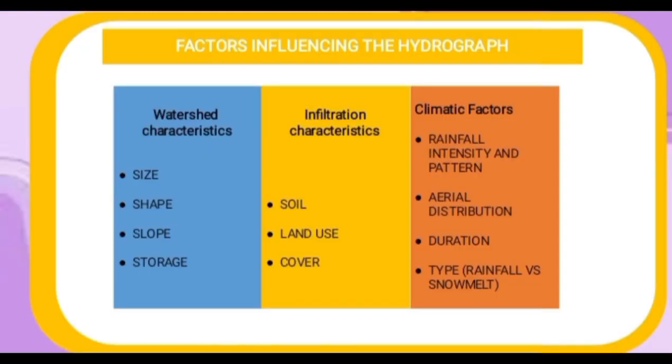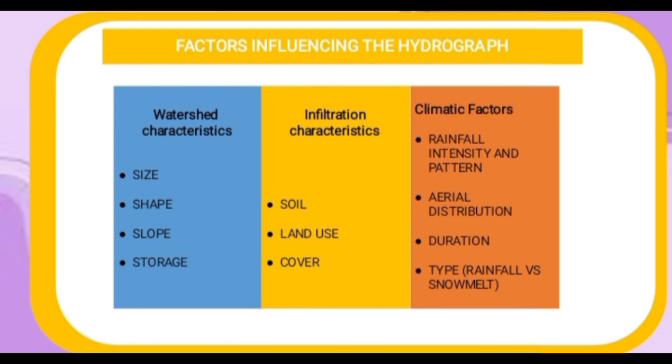Now here are the factors influencing a hydrograph. For watershed characteristics, the factors are size, shape, slope, and storage. As for infiltration characteristics, it involves soil, land use, and cover. As for climatic factors, it involves rainfall intensity and pattern, areal distribution, duration, or the type of rainfall versus snowmelt.